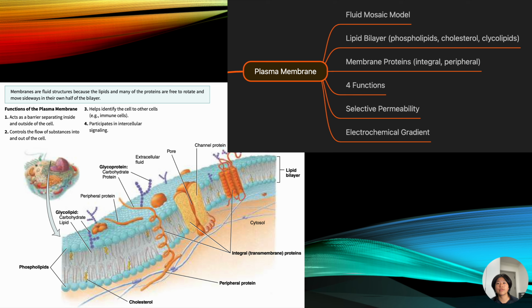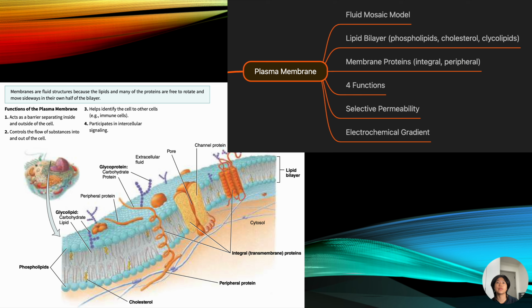So integral proteins extend into or through the lipid bilayer, and they are firmly embedded. These are mainly transmembrane proteins, meaning that they span the entire length of the lipid bilayer, and they protrude into both the extracellular fluid as well as the intracellular fluid, which is basically the cytosol. So they go through the whole bilayer, so they're called integral or sometimes transmembrane.